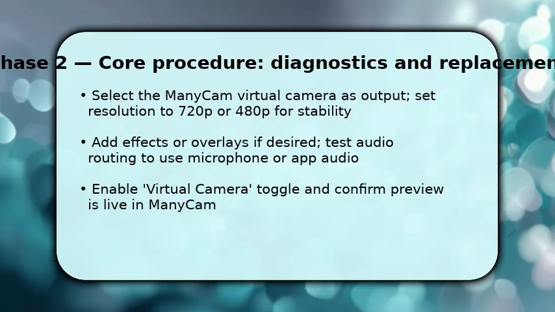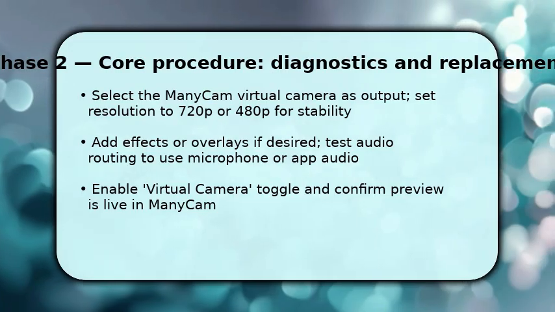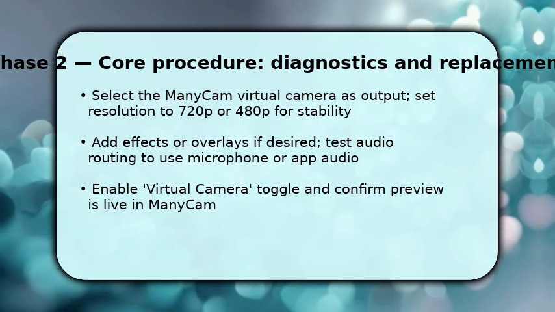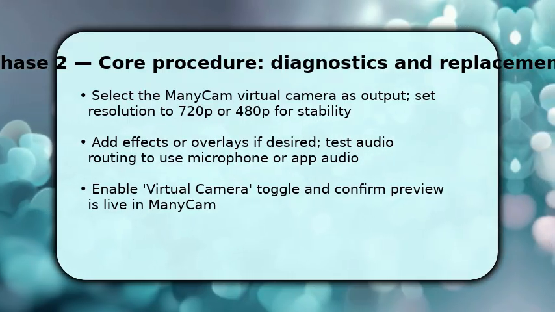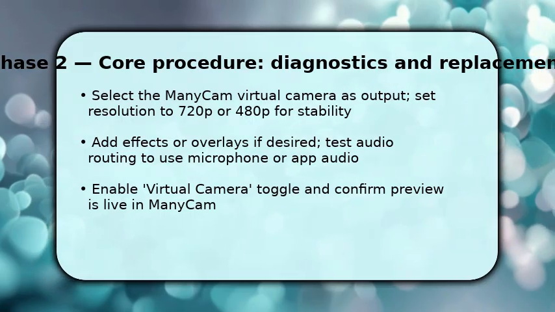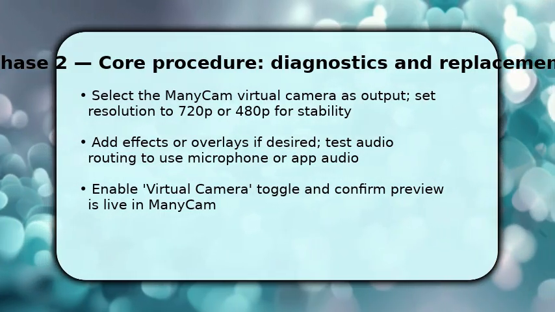Now configure ManyCam to act as a virtual camera. Choose the ManyCam output and set resolution to 720p or 480p for smoother streaming on mobile. Add overlays, backgrounds, or media sources if you want, but keep CPU light to avoid lag.